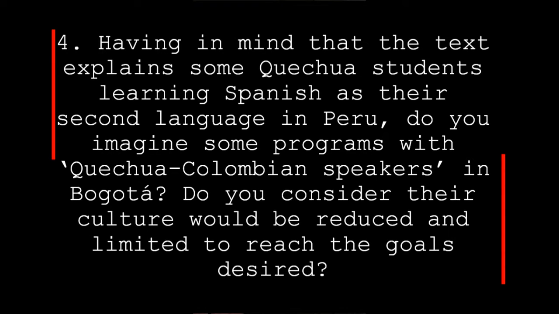Having in mind that the text explains some Quechua students learning Spanish as their second language in Peru, do you imagine some programs with Quechua speakers in Bogotá, Colombia? Do you consider their culture will be reduced and limited in reaching the goals desired?